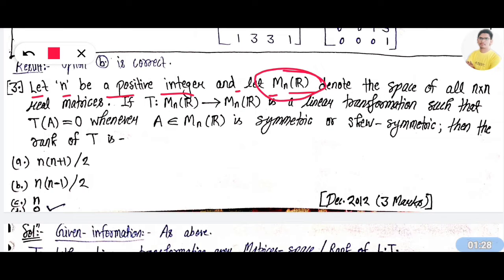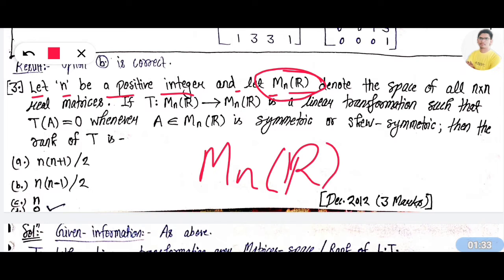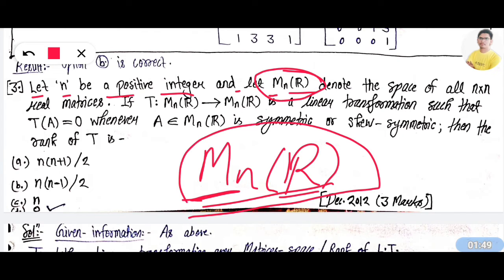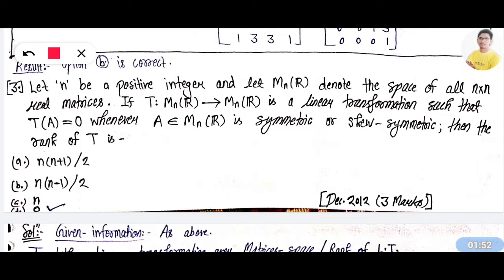This notation is sufficient to recall that we are going to discuss the matrices space over the real field, a space where we will deal with n cross n matrices over the real field. If you are watching this video, you will be aware that the M_n(R) space means matrices space over the real field. In language, it has been written here for clarification that it's the space of all n cross n real matrices.